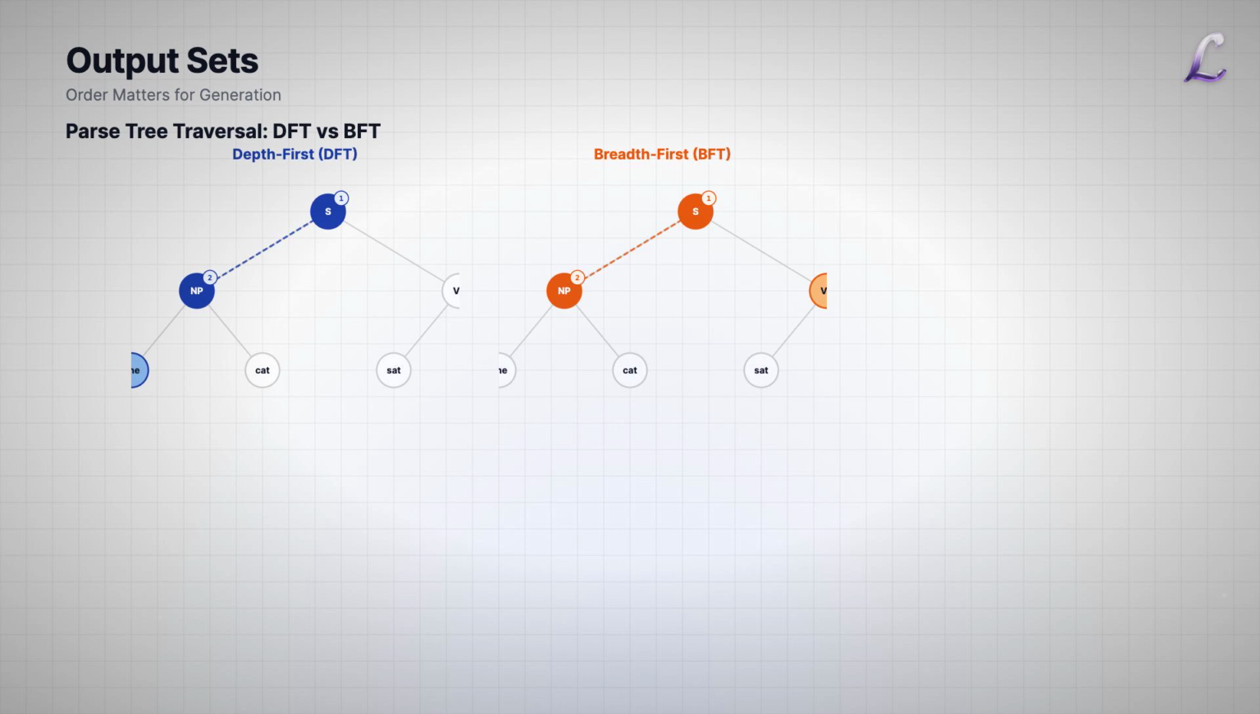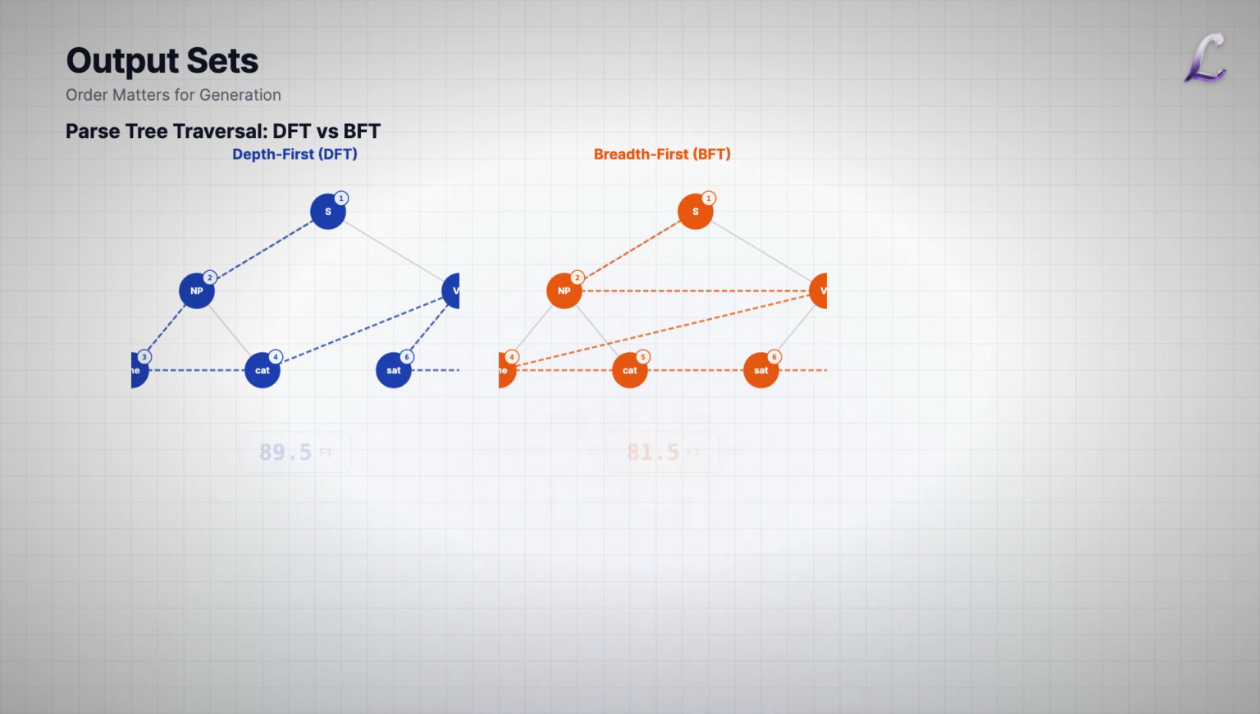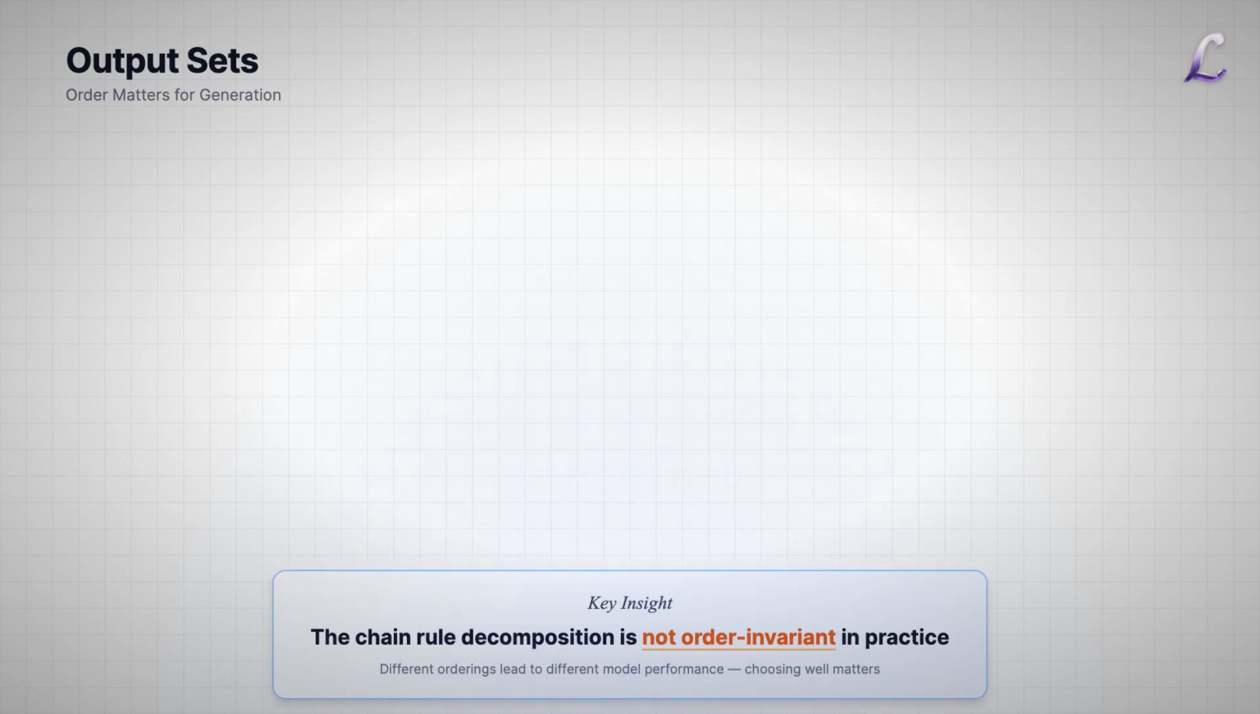We saw this with constituency parsing too. DFT at 89.5 F1 versus BFT at 81.5 is a massive gap. And for combinatorial optimization problems like the traveling salesman problem, the output is a set of edges forming a tour. There's genuinely no natural order. Whatever serialization you choose for training will bias the model. These examples converge on a single conclusion: when the output is naturally a set, we need a principled way to handle the ordering problem rather than making an arbitrary choice.